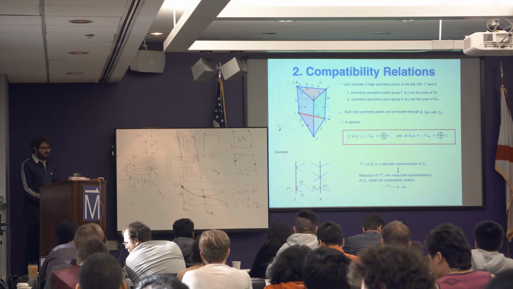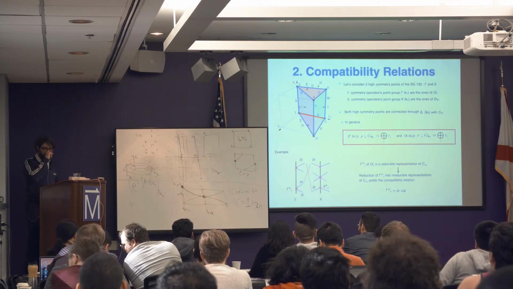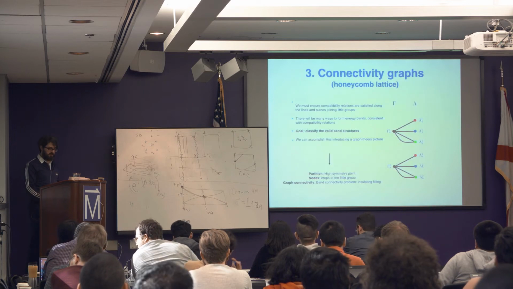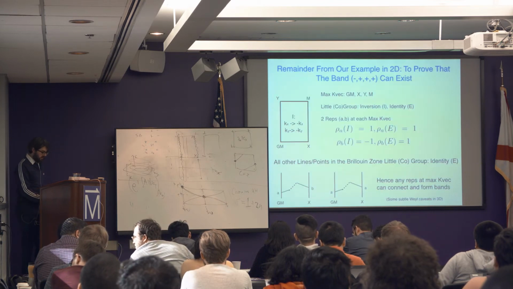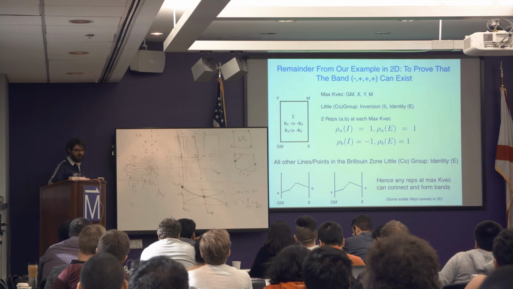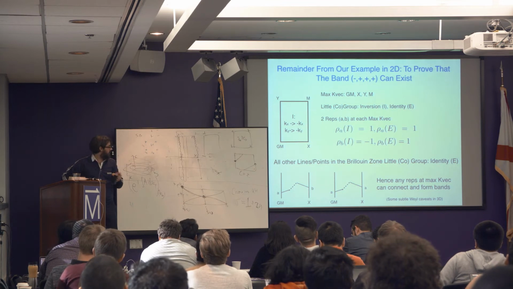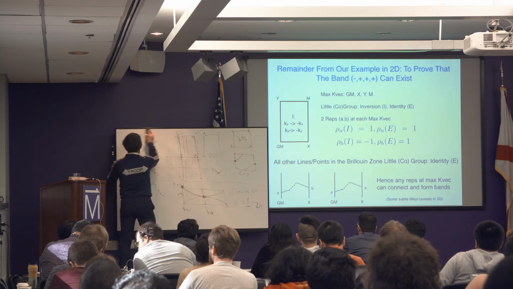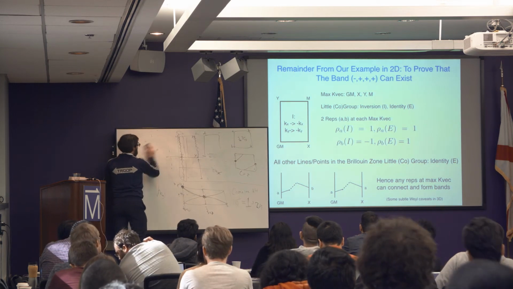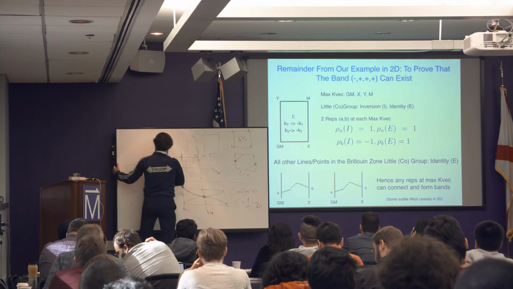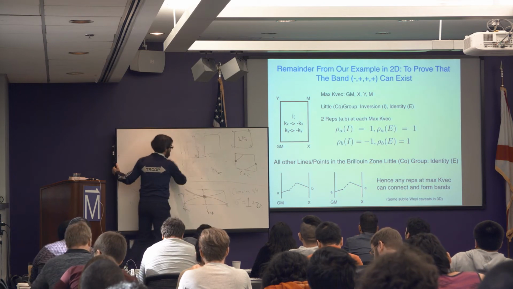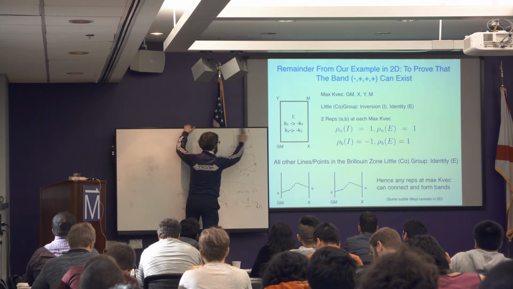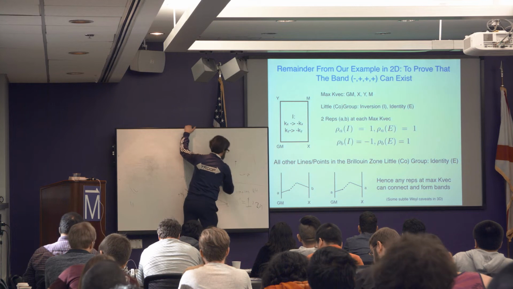Okay. So first, I want to prove two things and show you how to use compatibility relations. The leftover thing that I haven't proved to you is that this band can actually exist. I said take a band that has minus. I want to prove that, and I want to show you how to do higher order topological insulators in 3 dimensions very quickly.